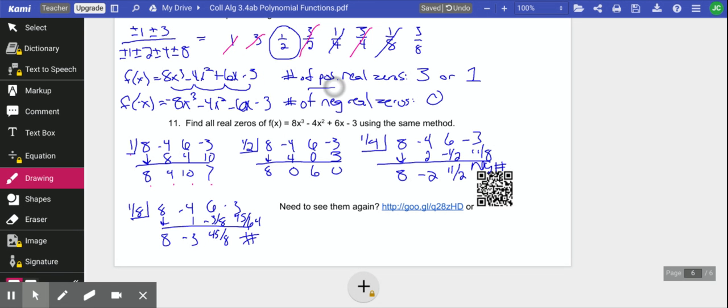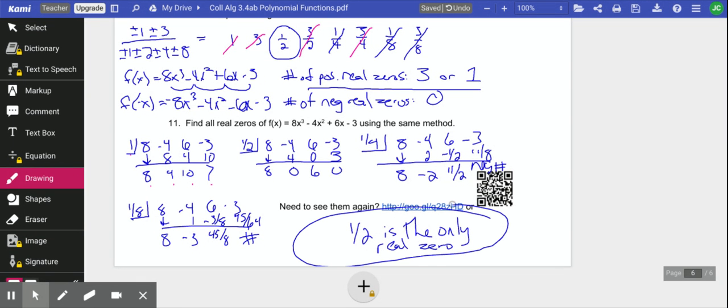And then remember, the number of positive real zeros is either 3 or 1. We found 1. We can't have 2, so this one's not going to work. So 1/2 is the only real zero. We did it. Great work.